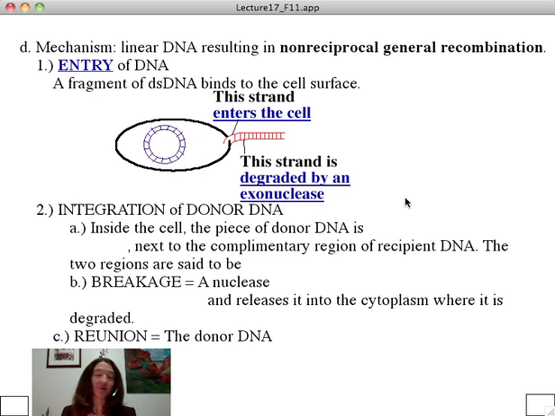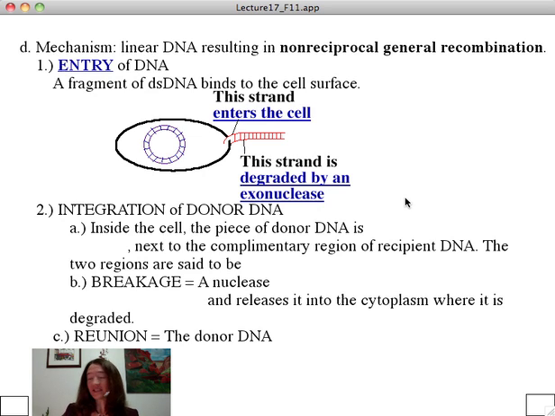In other organisms like Haemophilus, it actually forms a vesicle. This is really unusual, and brings in that single strand of DNA. But in either case, the first step here is entry, getting in that one strand of the donor or the exogenous DNA into that recipient cell.